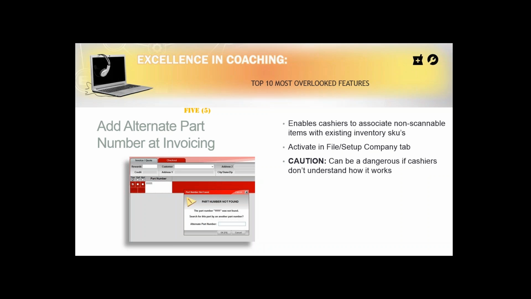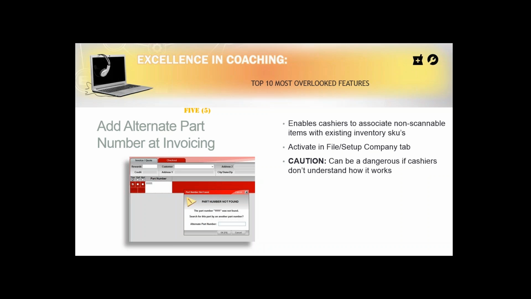So if you go into File Setup Company, there's a button where you can say add alternate part numbers from invoicing. What that'll enable you to do is you can scan the first one, it'll come up, say part not found, but then it'll give you an option to put an alternate part number. At that point, you just scan that bottom line and it's going to come up and say, oh, this is this widget. Is this what you want to add this alternate part number to? And you say yes, it's done. So from that moment marching forward, whether you scan the top barcode or the bottom barcode, they're both going to scan the same SKU.